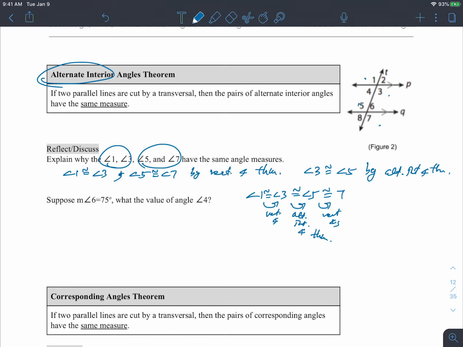So how about 6 and 4? Yep. We know that by alternate interior angle theorem, angle 4 is congruent to angle 6. So what that means is that measure of 4 has to equal measure of 6, which is 75. Therefore, the angle 4 has to be 75.